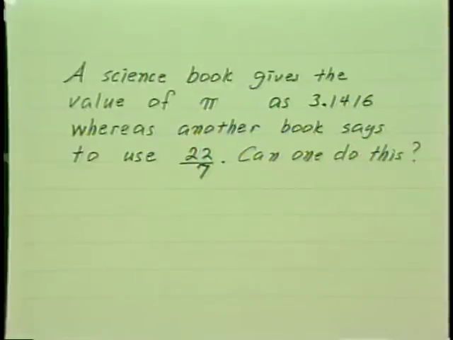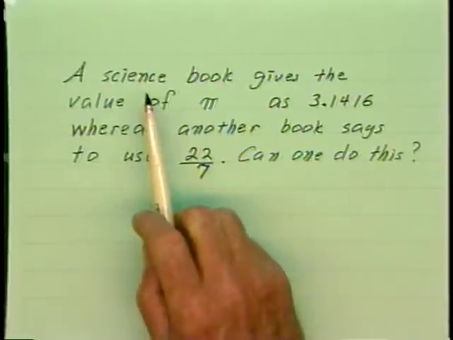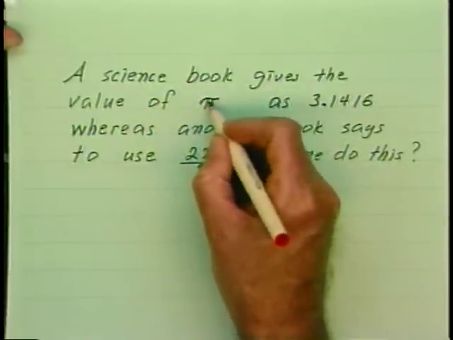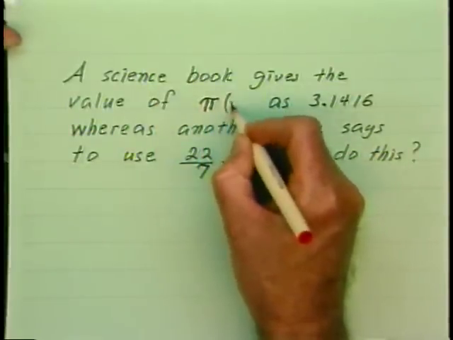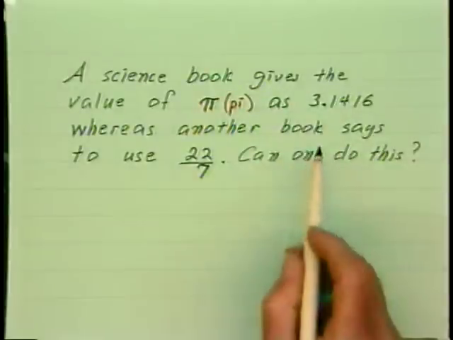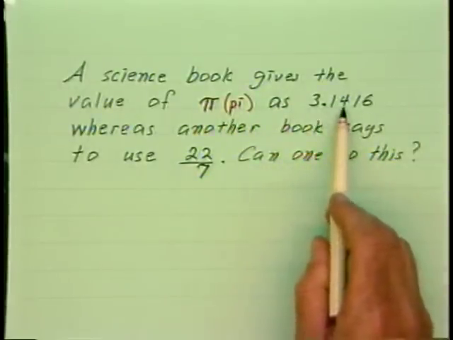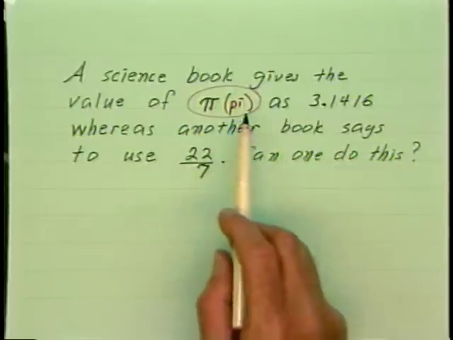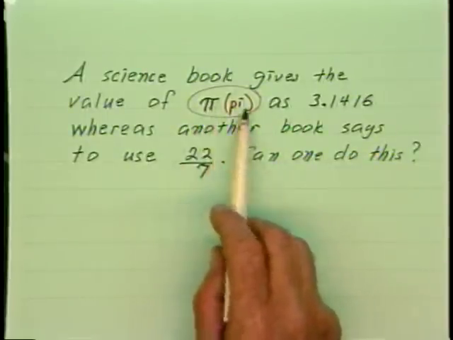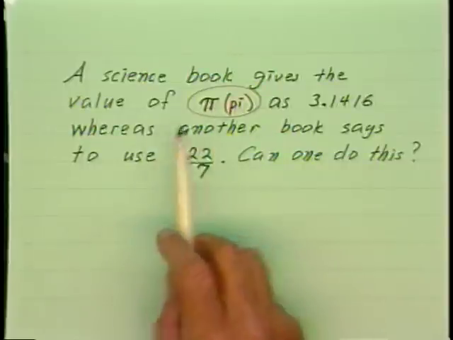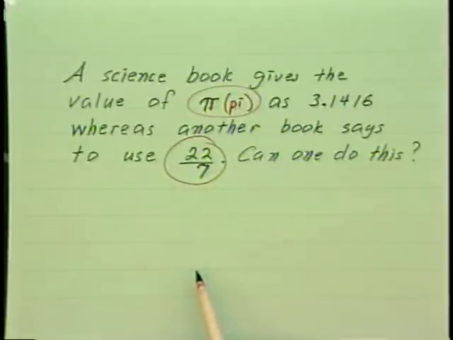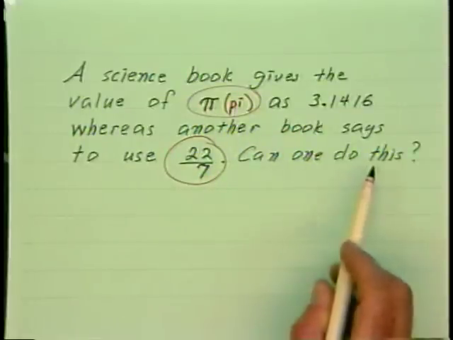Here's an interesting problem. A science book, most of them, gives the value of this symbol, which we call pi, as 3.1416. You use this number a whole lot when working with spheres and circles. Whereas another book says to use 22/7. Can one really do this?